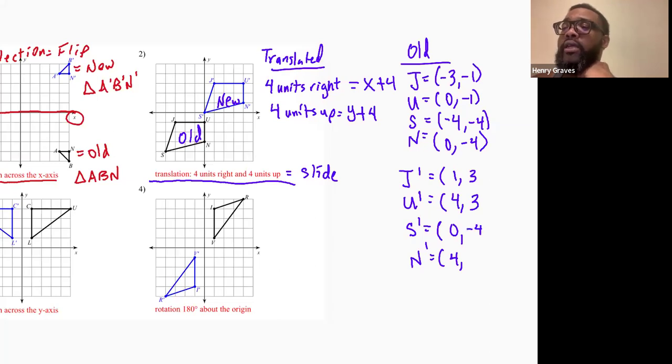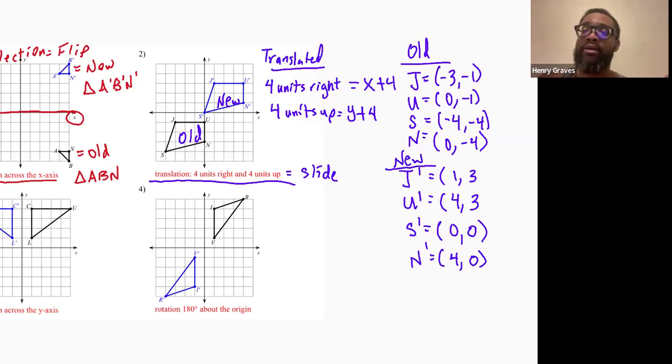No, actually, scratch that. -4 plus 4 is 0. So I should scratch this and put a 0. I'm sorry about that. That's 0. Perfect. And the last one, -4 plus 4, is also 0. So if you look carefully at my new points, I have the set of points for my new figure right here. And that's what translates to my figure. So the transformation was I went 4 units to the right, then 4 units up.